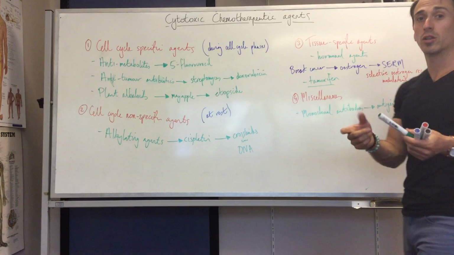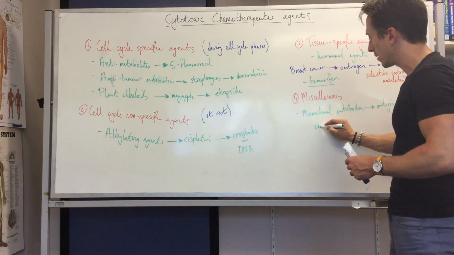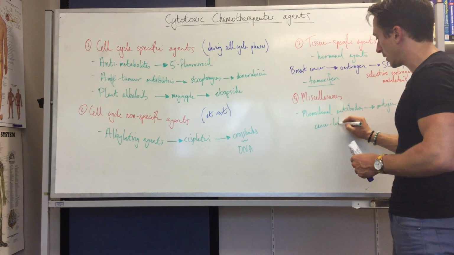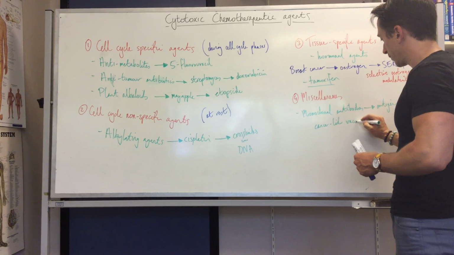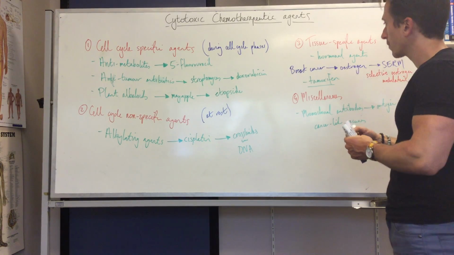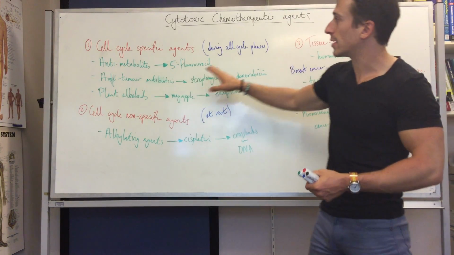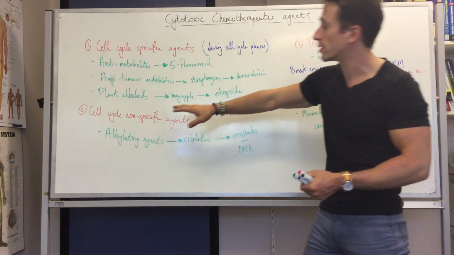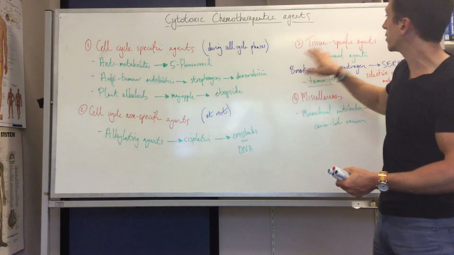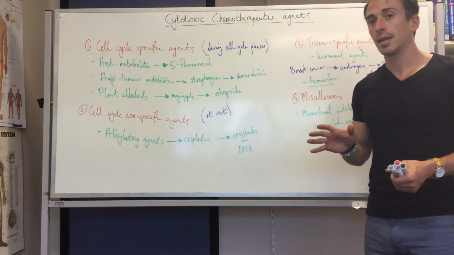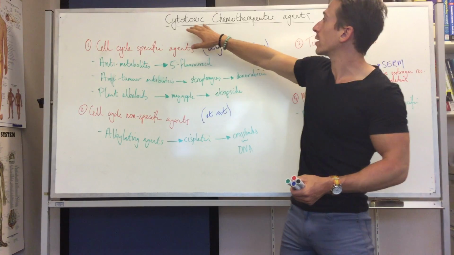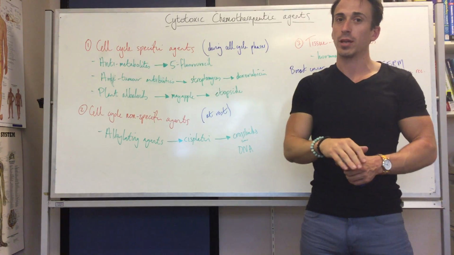And this can include certain types of cancer vaccines. And that's where I'll finish it. Hopefully that all made sense, looking at cell cycle specific agents, cell cycle non-specific agents, tissue specific and miscellaneous agents when it comes to cytotoxic chemotherapeutic agents for cancer.